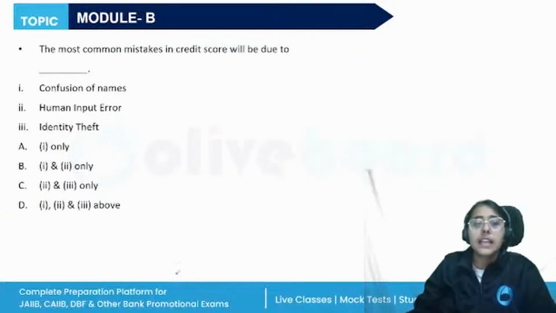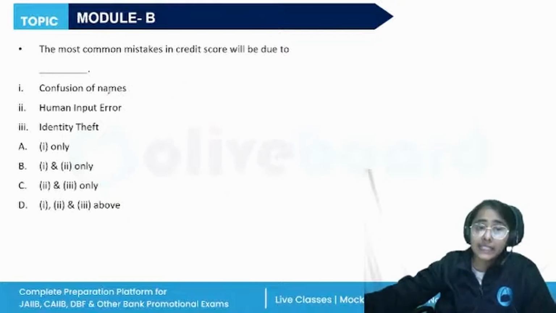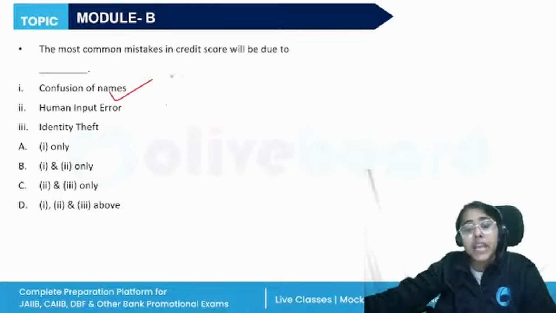Okay. Next, the most common mistakes in the credit score will be due to. Now, the credit scoring is a statistical analysis, and wherever the human operation is involved, there can be issues and mistakes. So, what are the most common mistakes? Confusion of names. Yes, there are many people with the same name. If you share a name with another person who has defaulted on their loan, and their default is being shown in your credit history, this can be a mistake, definitely.